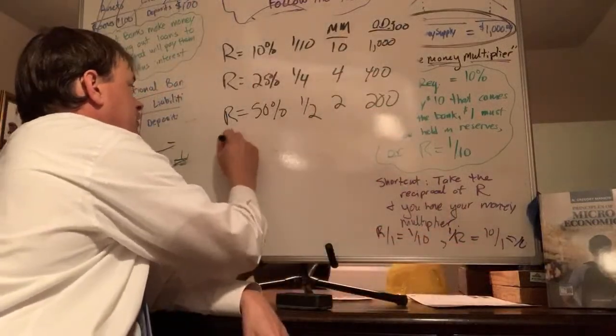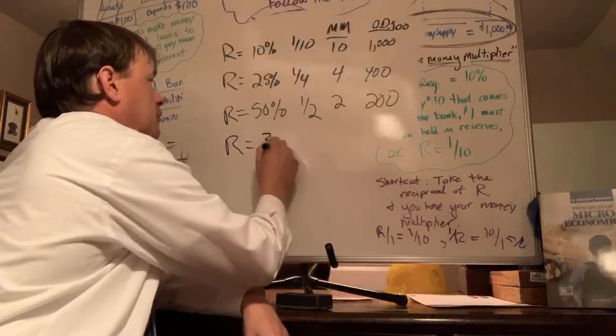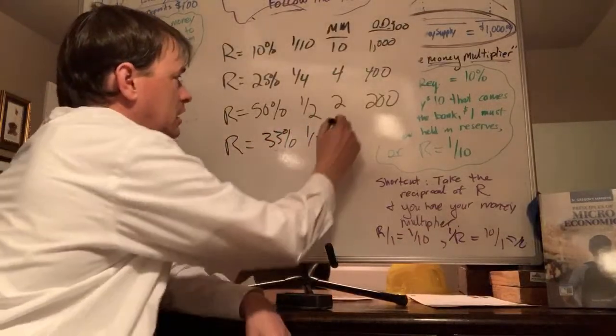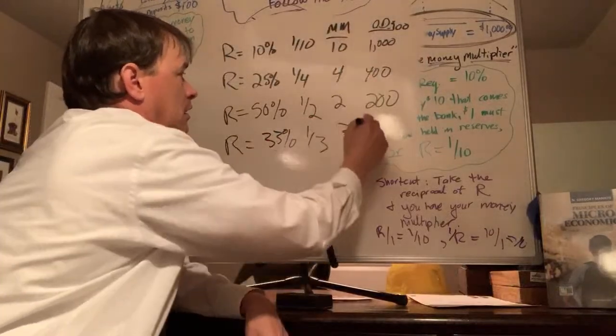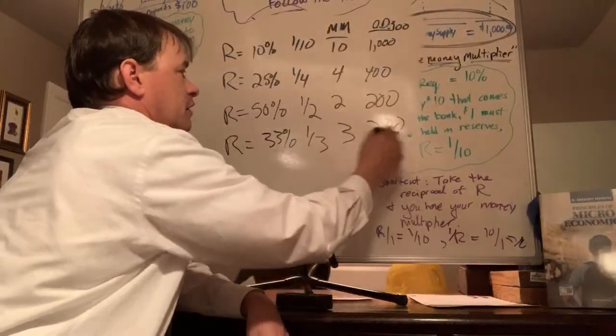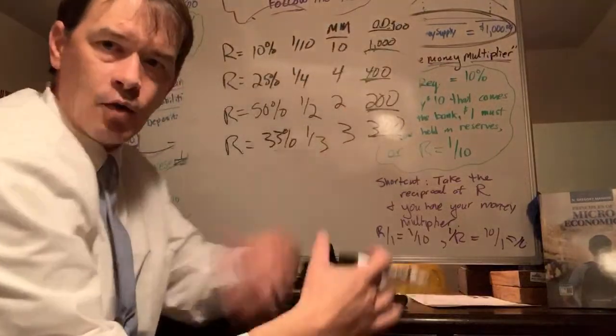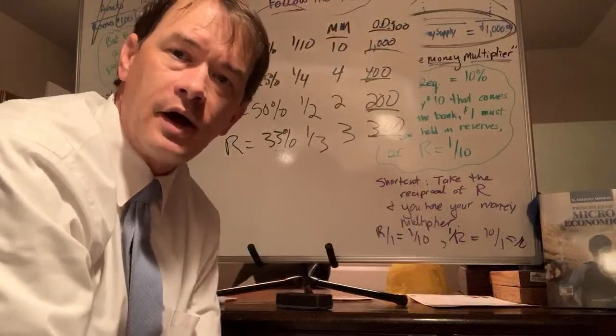Let's say a reserve requirement is 33%. Same thing as saying 1 over 3, right? Okay, money multiplier is 3, $300 worth of money supply, total money supply. That's when we're talking about ripples, the word for that's total money supply.